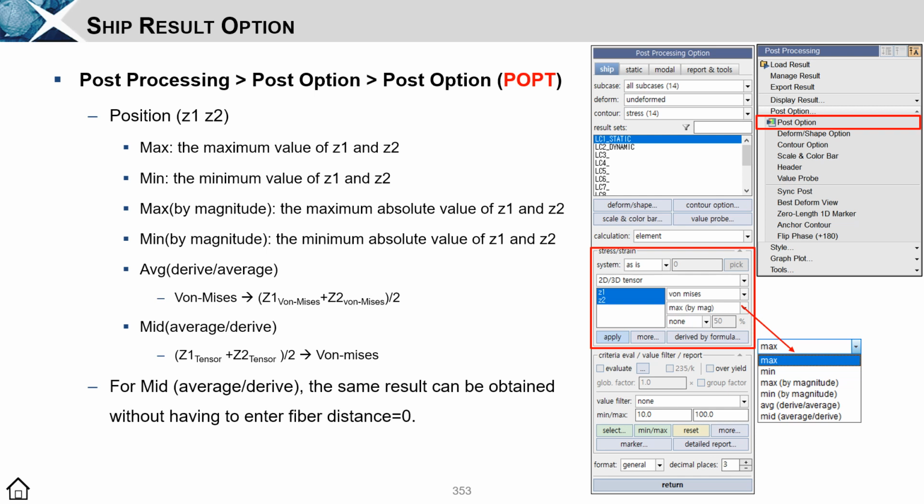For 2D element output, you can set options for layer position and output type. By default, it outputs from Z1, Z2 of the shell element. For the mid option, average derive, you can get the result due to membrane stress without bending stress. It is the same as the result of entering fiber distance 0.